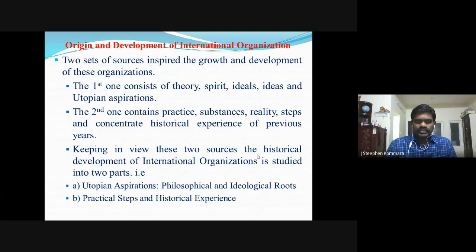There are two sets of sources that inspired the growth and development of international organizations. The first one consists of theory, spirit, ideals, ideas, and utopian aspirations. Utopian aspirations means idealistic reform, idealistic reform observations or objectives.